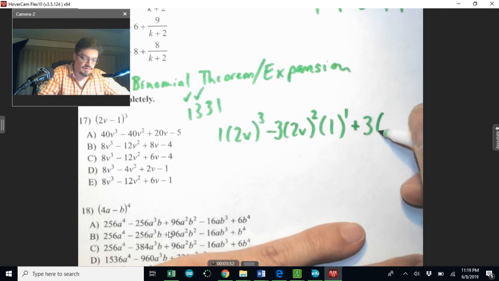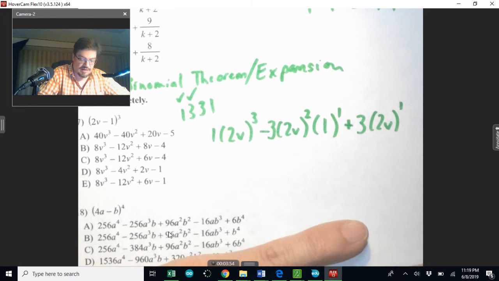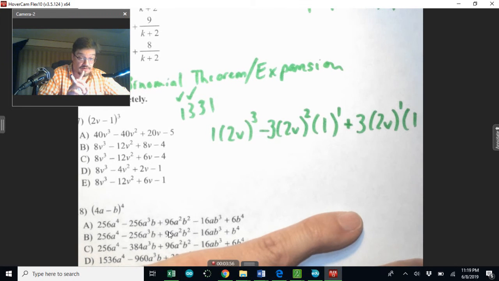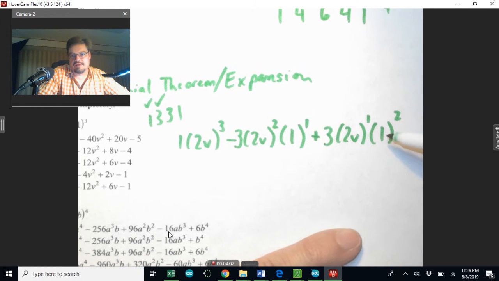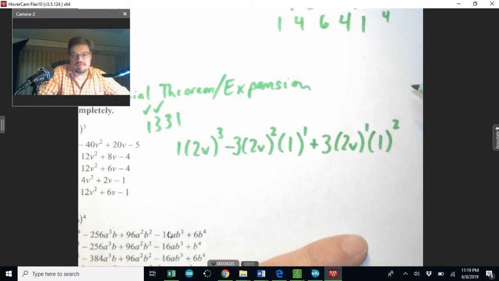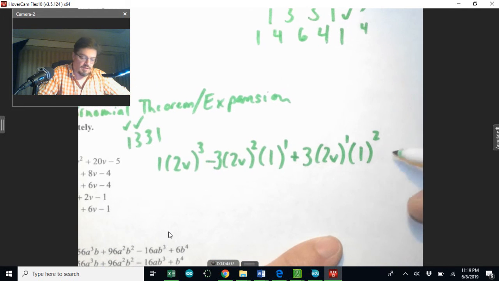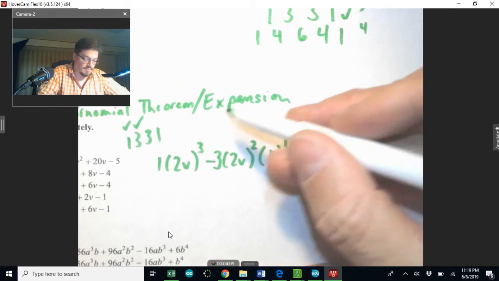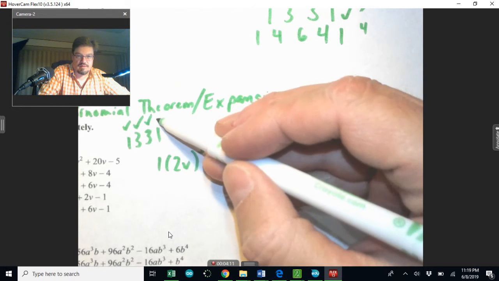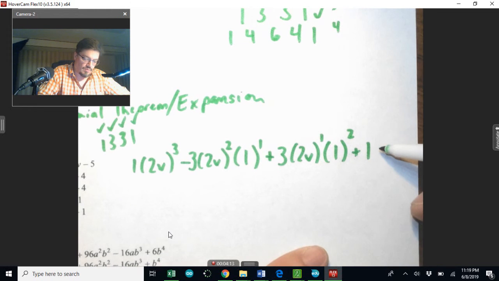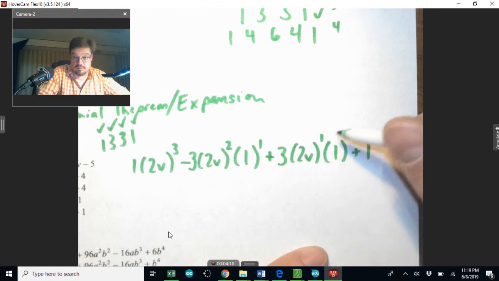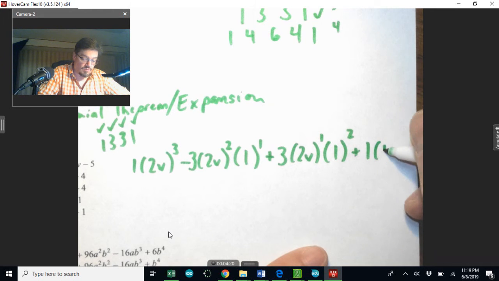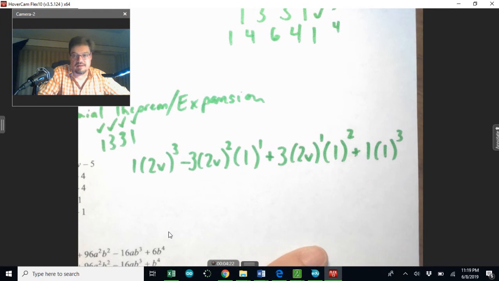2v gets dropped a degree to the first power, but then 1 gets raised to the second power. Which is kind of frivolous because 1 to the second power is still just 1, but just keep the pattern pure. So we're going to go 1 again, and that's this guy. We already took care of him. So then we will have 2v to the 0 power, which is just 1, so we'll ignore him, but then the 1 will go to the third power. But again, he'll be 1 as well.